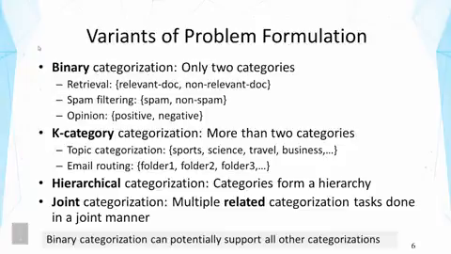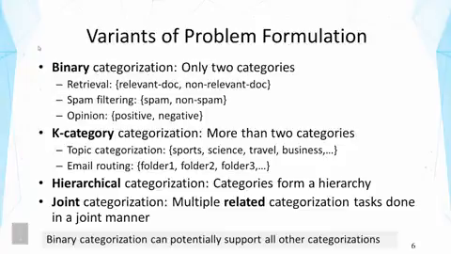Another variation is to have hierarchical categorization, where categories form a hierarchy. Again, topical hierarchy is very common. Yet another variation is joint categorization. That's when you have multiple categorization tasks that are related. And then you hope to do joint categorization, try to leverage the dependency of these tasks to improve accuracy for each individual task.